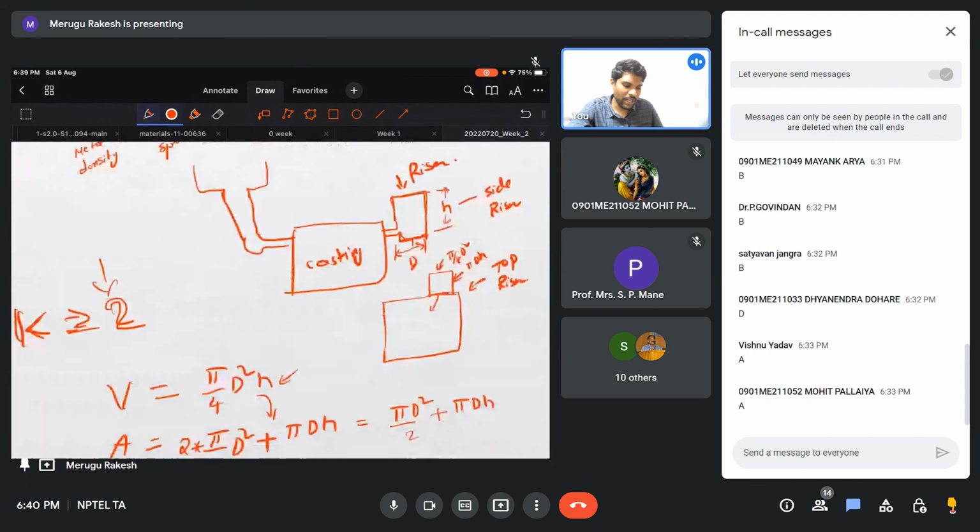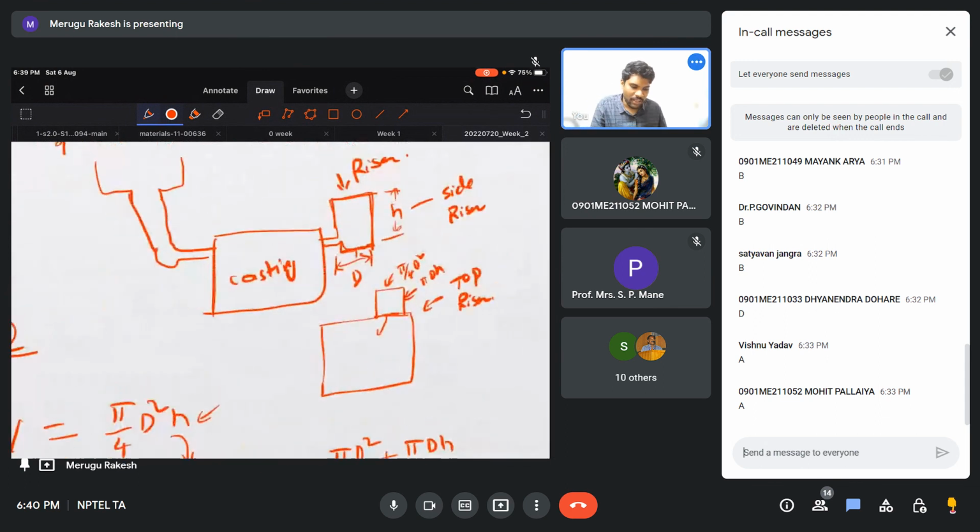I would like to ask one more question. If you think of side riser and top riser, which one do you think is more useful? Just answer yourself, I don't want to give this question for a poll. Which would be better? The basic function of this riser is to solidify at the end. Which riser should I use, the side riser or the top riser? It is simple, the surface area calculation: whichever is low, that is preferred.